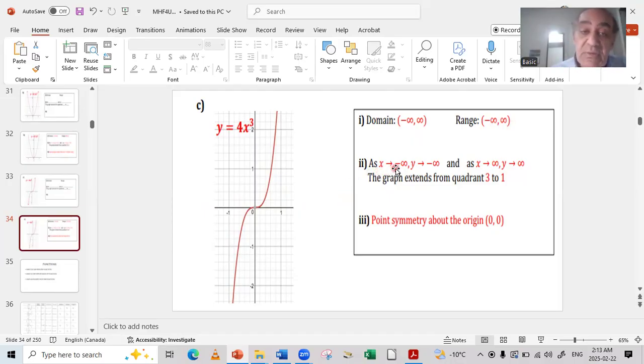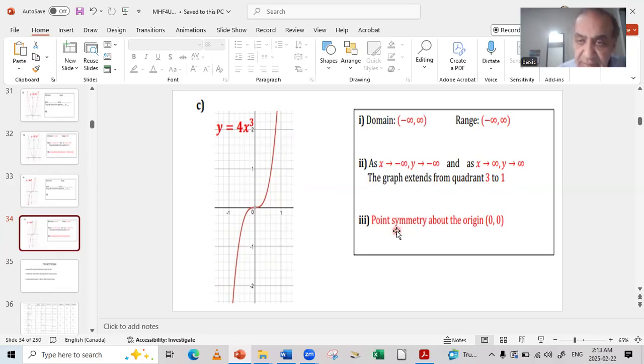As x goes to negative infinity, y will also go to negative infinity like this. And as x goes to infinity, y will also move to infinity. These are the end behaviors, guys. So this graph extends from quadrant 3 to quadrant 1. This is quadrant 3, this is quadrant 2, this is quadrant 1. So it goes from quadrant 3 to quadrant 1.